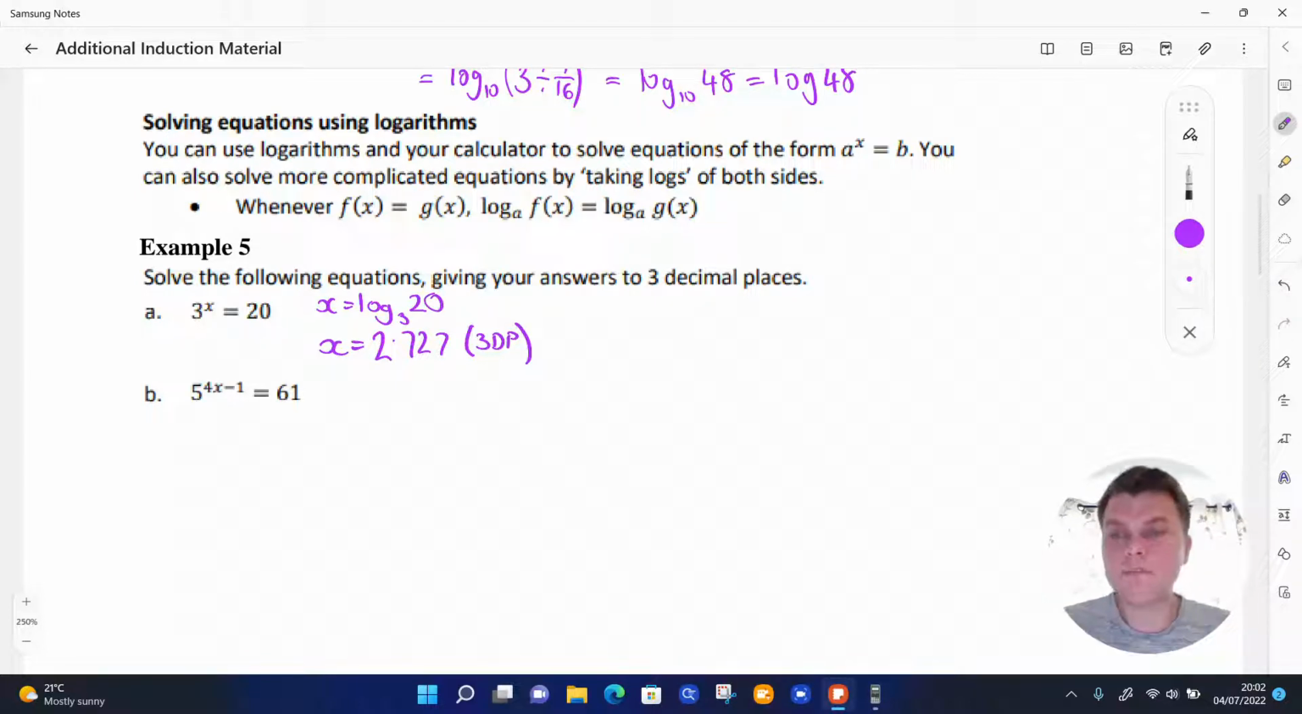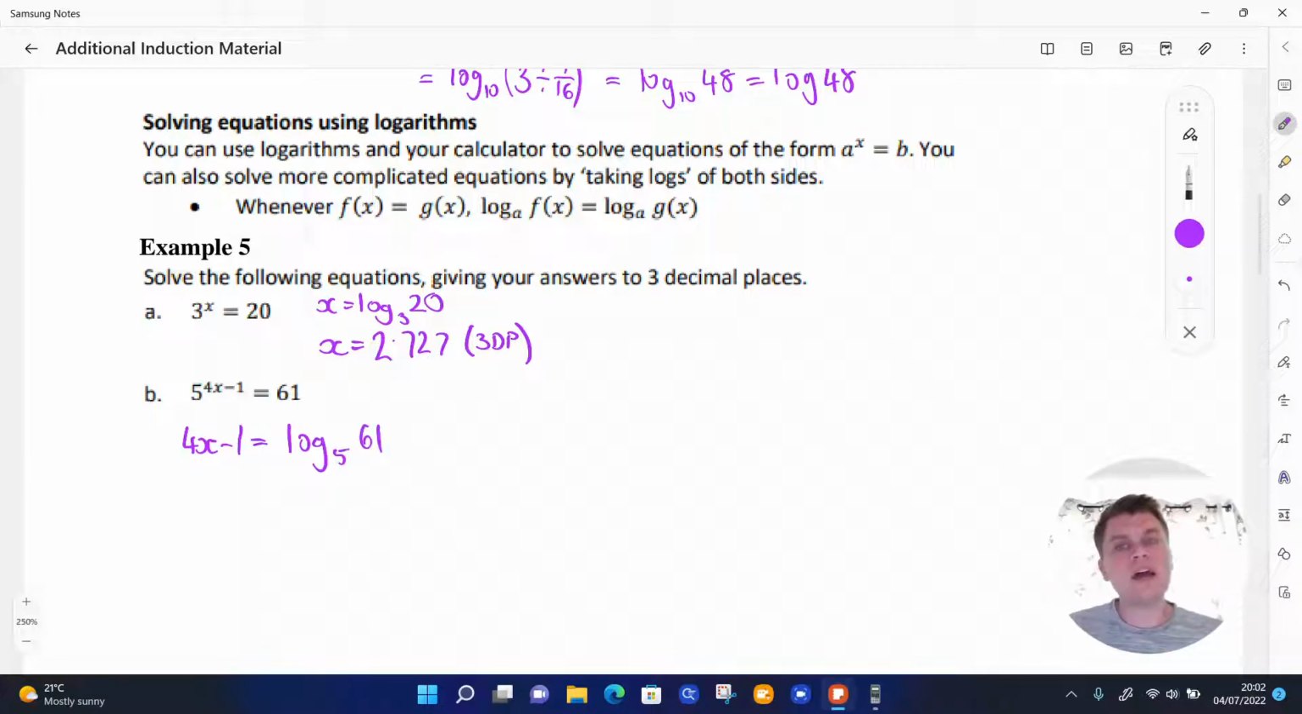Okay, next one. It's going to involve a few more steps, but we still look to see here we've got a base number of 5. So if we take log base 5, it allows us to then solve for x. So for this one, we're going to say 4x minus 1 equals log base 5 of 61.